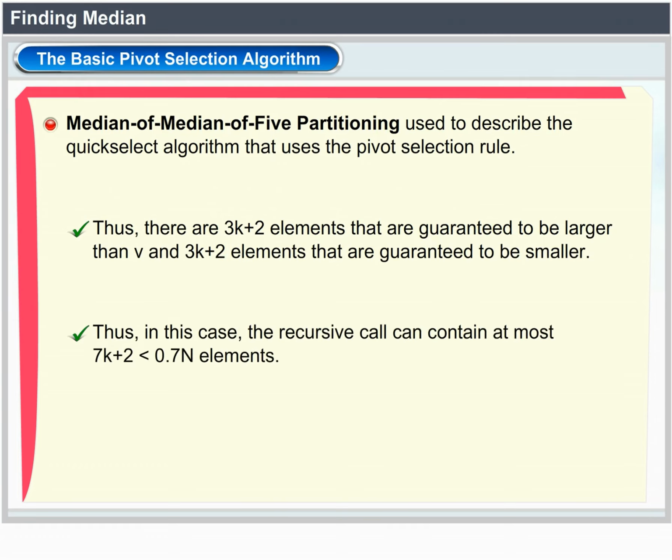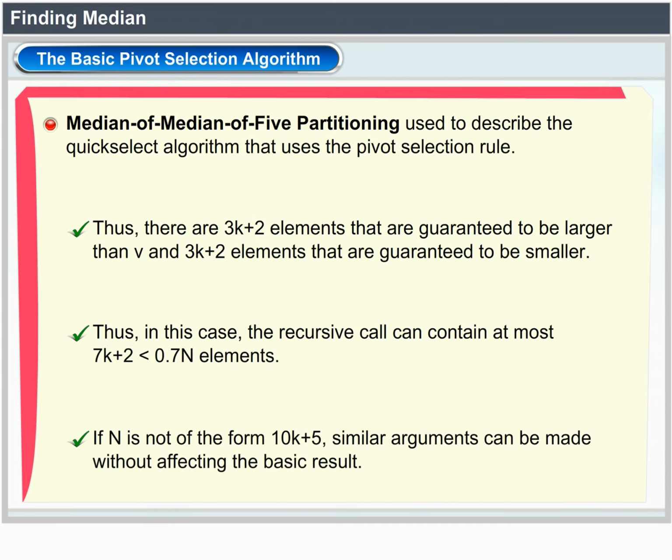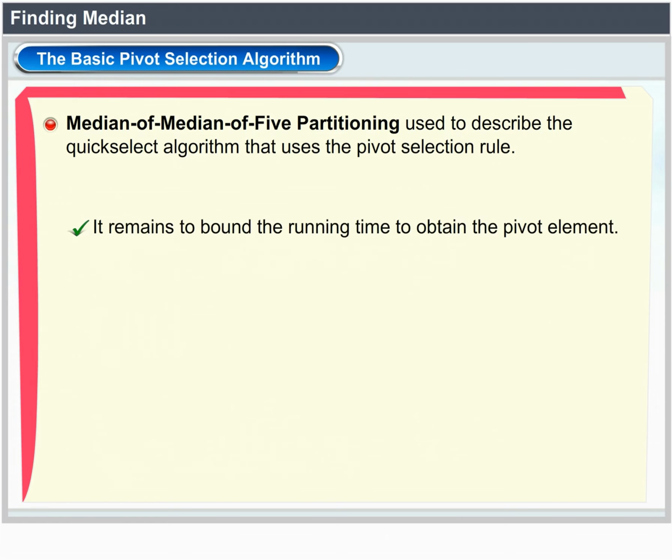Thus, in this case, the recursive call can contain at most 7k plus 2, less than 0.7n, elements. If n is not of the form 10k plus 5, similar arguments can be made without affecting the basic result. It remains to bound the running time to obtain the pivot element.